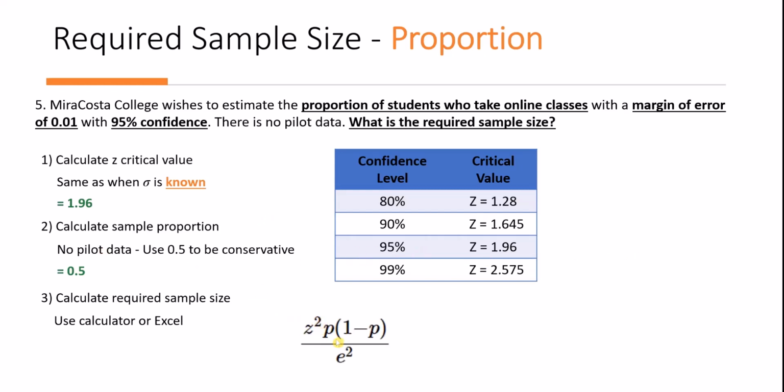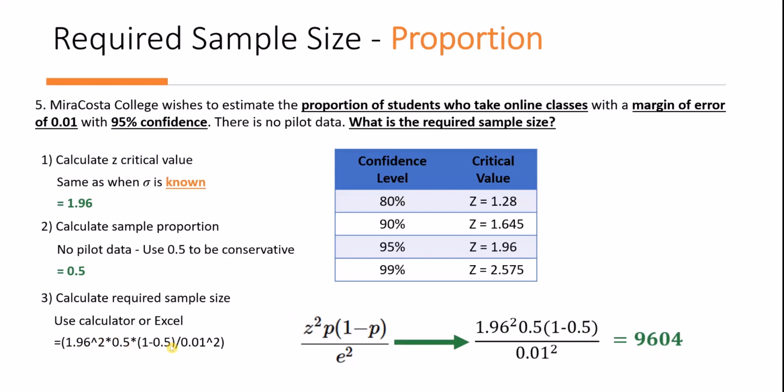Here is our formula when we're working with proportions. So we're going to take the Z critical value squared times P times 1 minus P divided by the margin of error squared. Plug in our numbers, and we get a sample size of 9,604. Here's our formula in Excel that we're going to do right now.